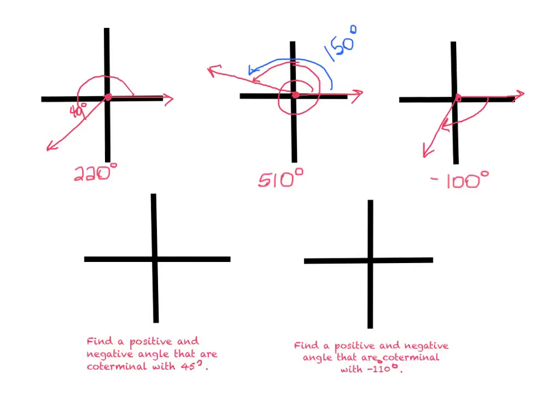So now we have another term that we need to learn, and it is this word down here, coterminal. We are looking for a positive and a negative angle that are coterminal with 45. We know that 45 degrees is about right here. So coterminal means they share a terminal side. A positive angle would start at the initial side and wrap all the way around back to that positive angle. So that would be 360 plus 45, which would be 405.